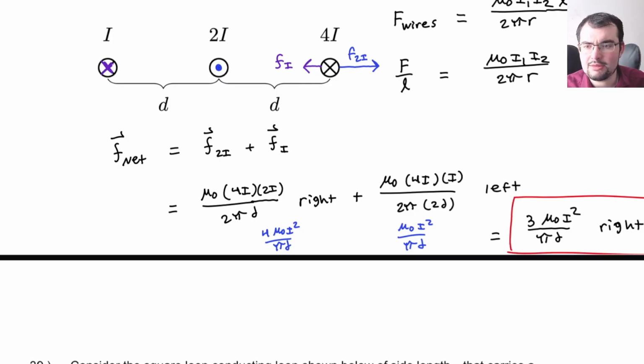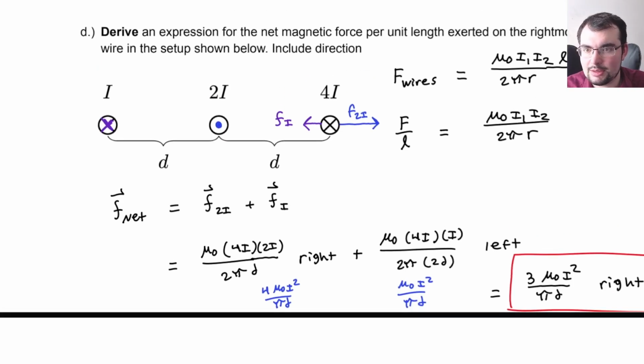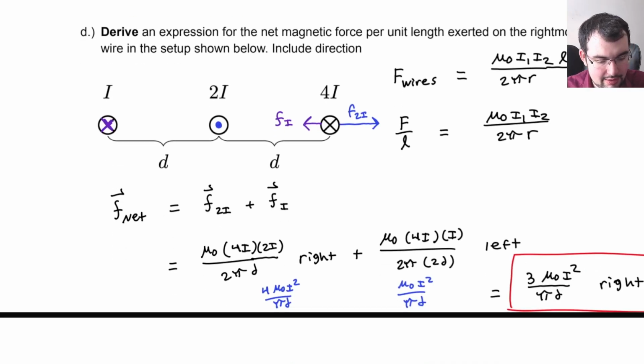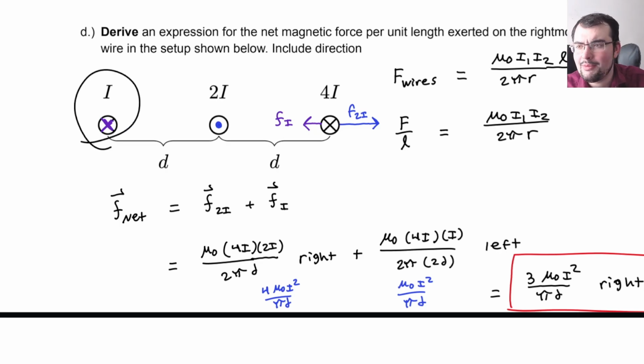So a little bit of arithmetic there, but pretty straightforward example. We just do our net forces. And again, you could have also reasoned that, right? Because not only does the far wire have half the current, it also has double the distance.